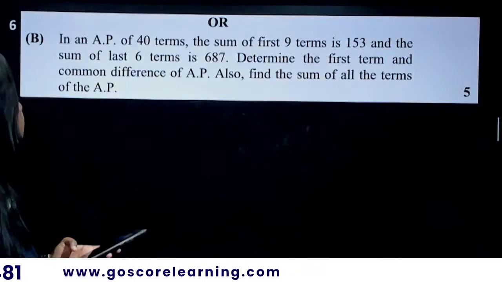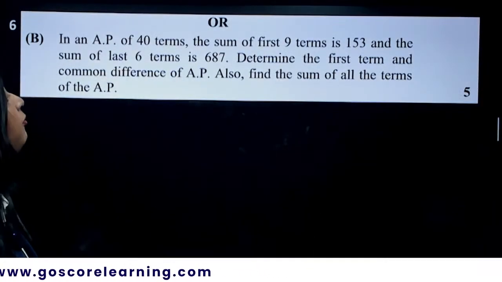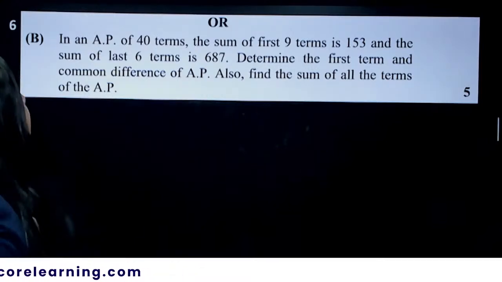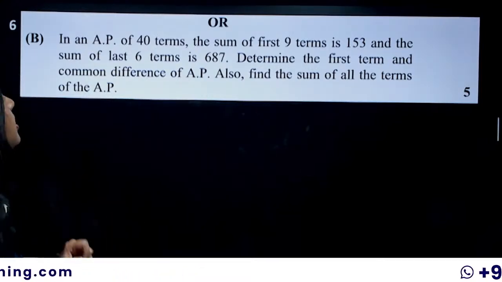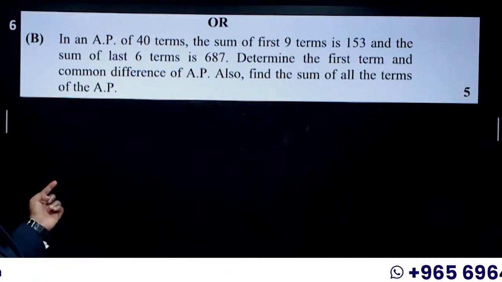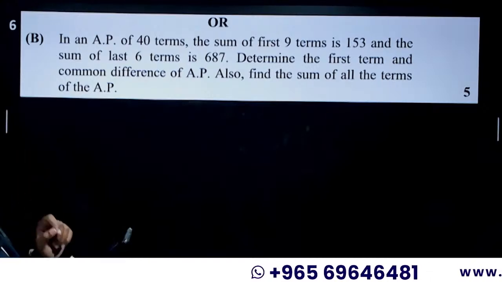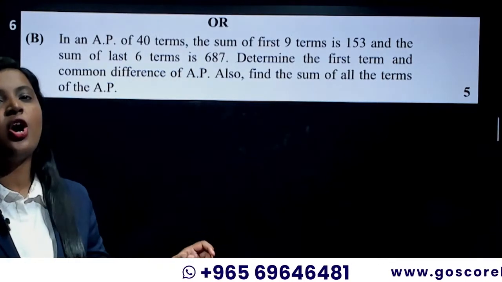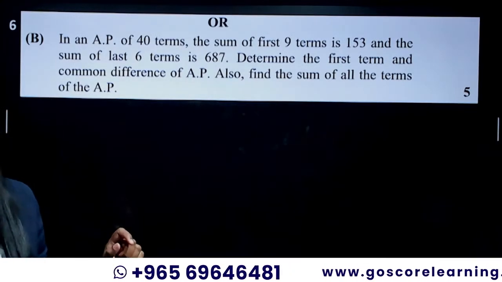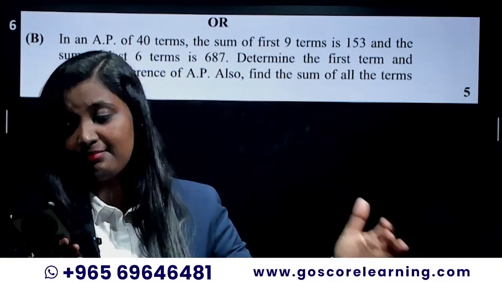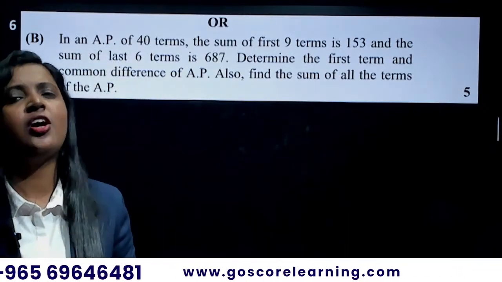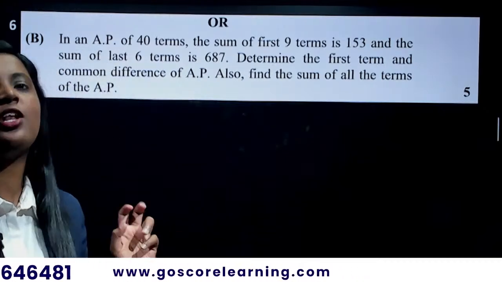Now the next question. In an AP of 40 terms, the sum of first 9 terms is 153 and the sum of last 6 terms is 687. Find the first term and the common difference of the AP. Also find the sum of all the terms of the AP. So this question is not that simple. It is not like the way it is looking, it is not that easy. Read the question carefully, then you will understand.